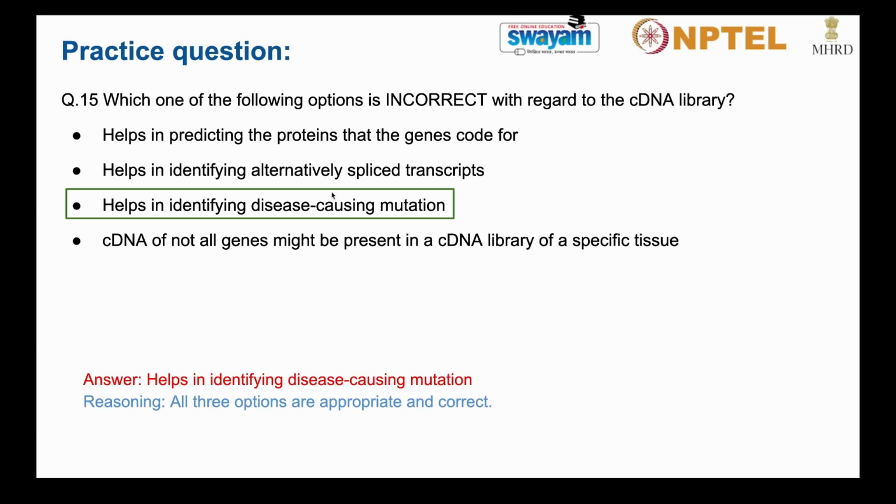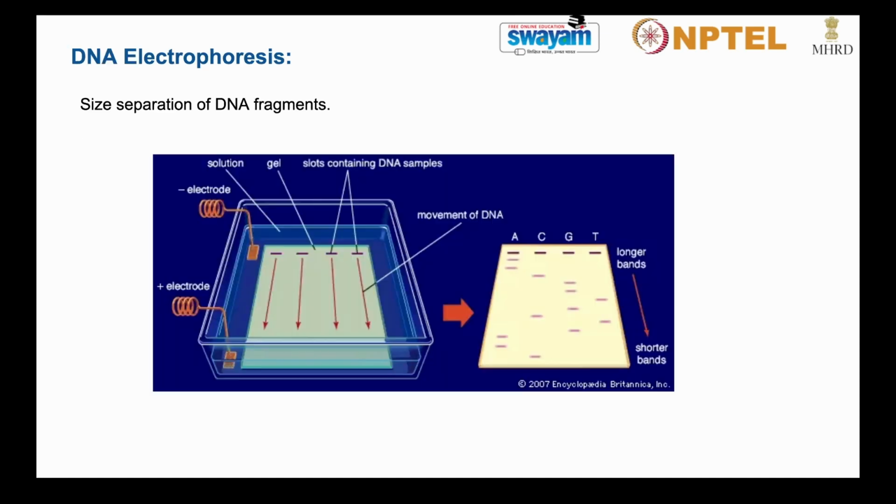So the correct option for this question is option C, which says it helps in identifying disease causing mutations. You can see mutations, but you don't know whether it is disease causing or not, because it just tells you about the sequence. So it does not tell you about disease causing mutations. This one is incorrect with regard to the cDNA library, and hence we will select it.